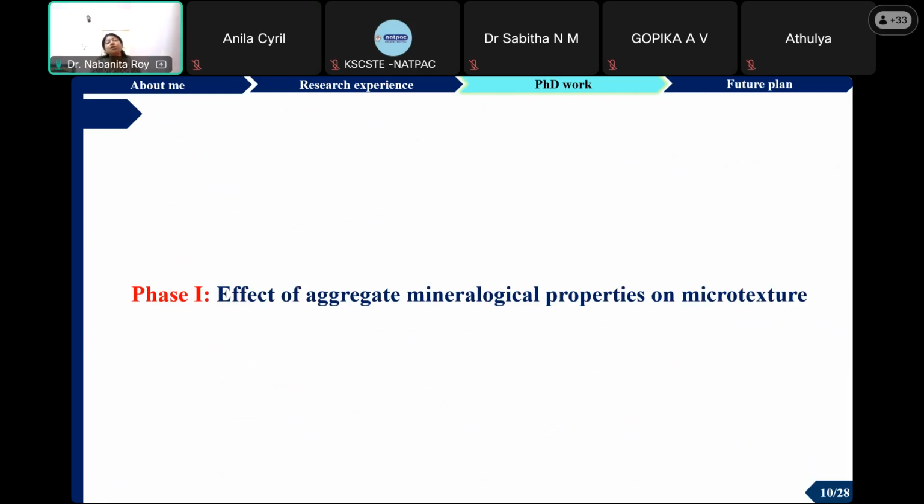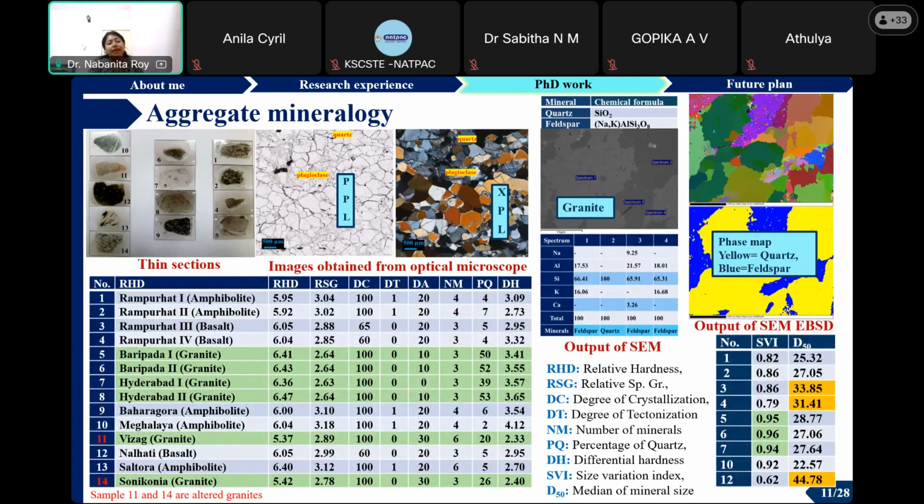Now coming to phase 1, which is about the effect of aggregate mineralogical properties on microtexture and microtexture deterioration. For that, in my study, I have collected 14 different aggregates from 14 different sources. They are nearby West Bengal, but some are from other states like Telangana, AP, and Odisha, and also one source is from the Northeast.